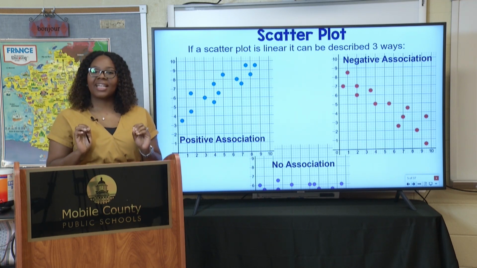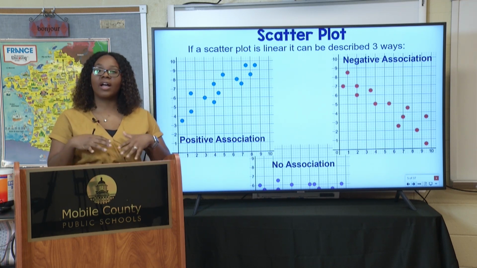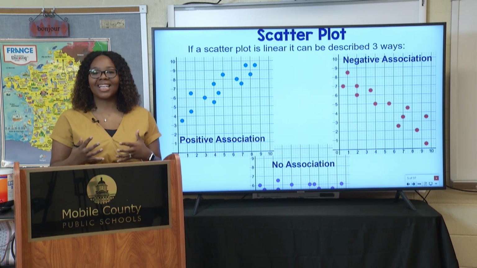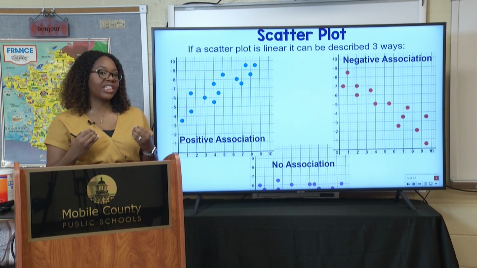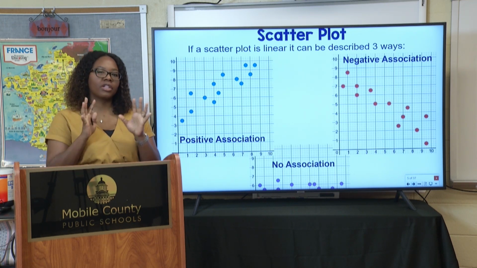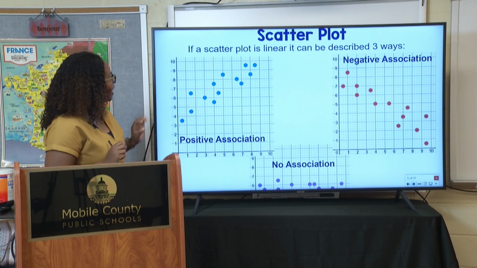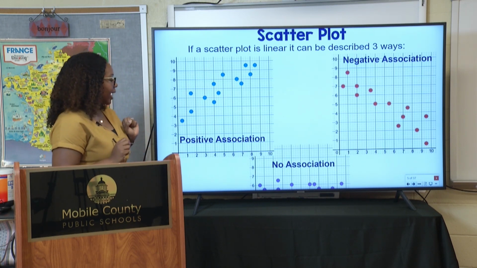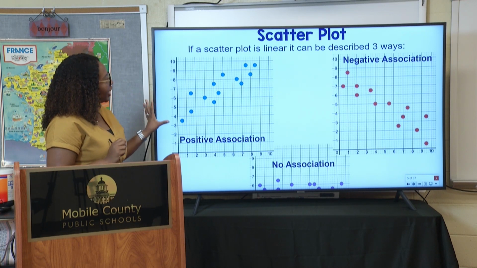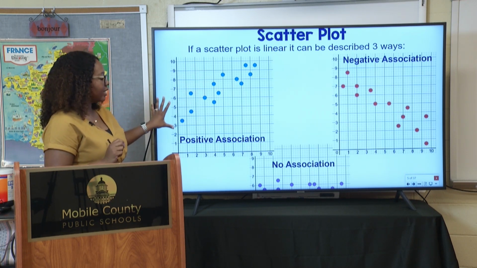If a scatter plot is linear, we have what we call a correlation. In today's lesson, I'm going to refer to the correlation as association. Just remember that those are the same things, okay? So let's take a look at our blue scatter plot. Do you notice a trend in our data on this graph?